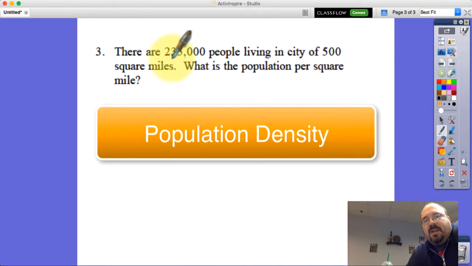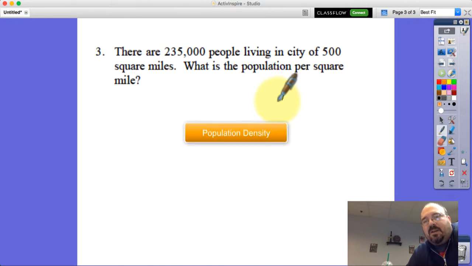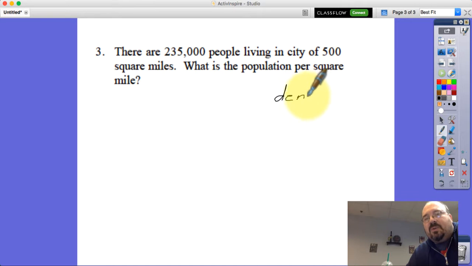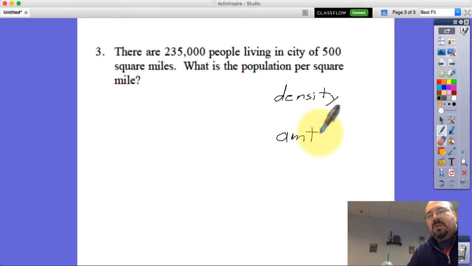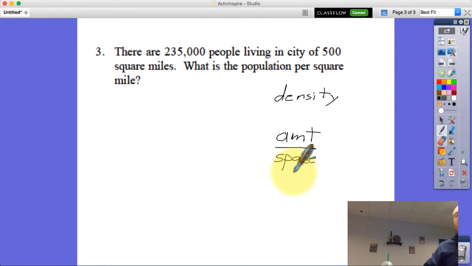The next problem we got here, we're going to talk about density. All right. So in general, density is an amount divided by the volume or the space that amount of whatever fills up. So if you're talking about like the density of an object, you would weigh it to get how much there was and divide by the volume.